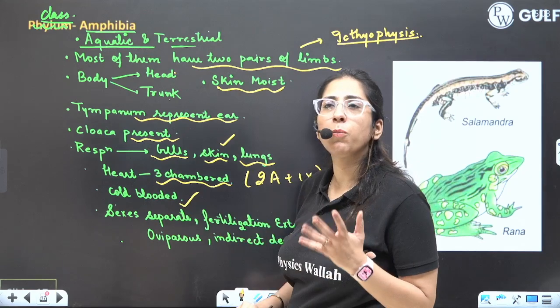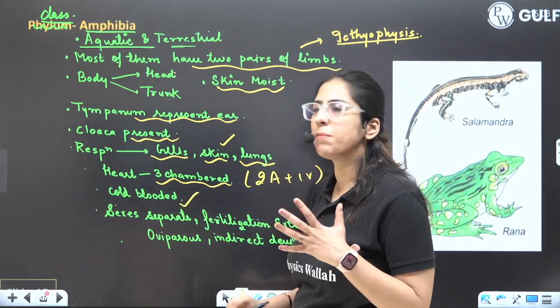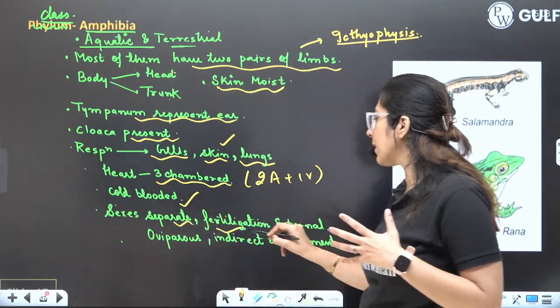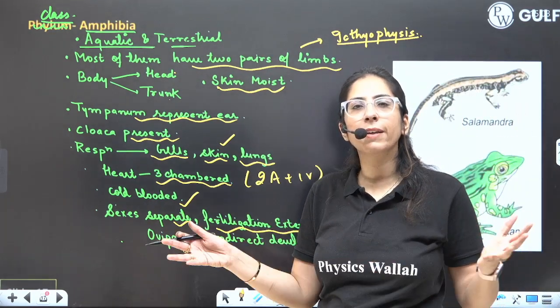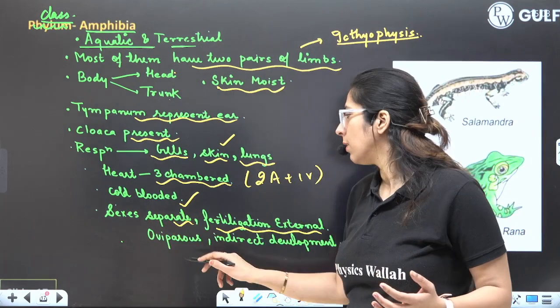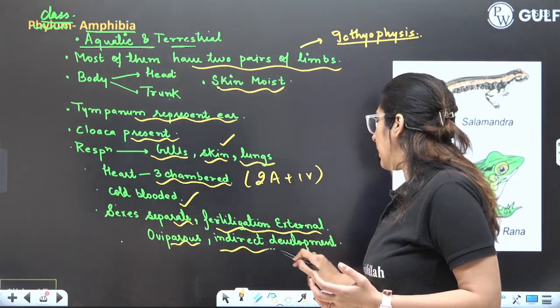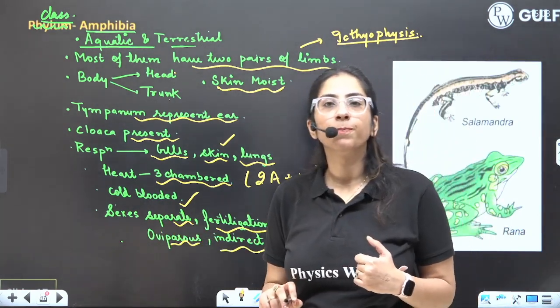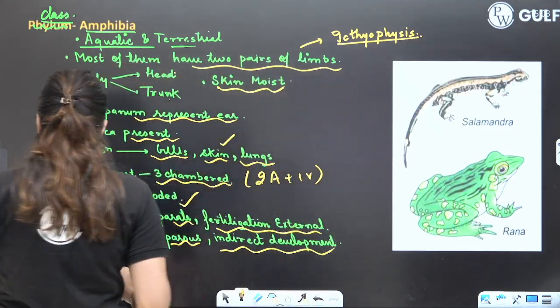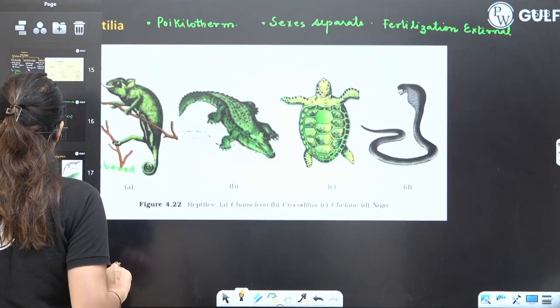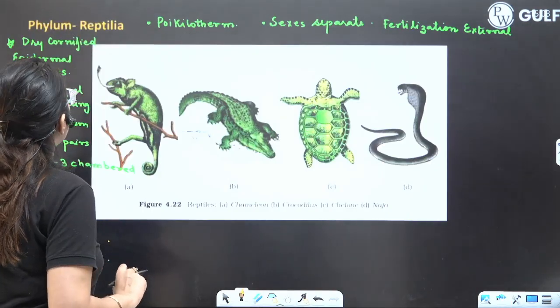Cold-blooded means they are poikilotherms. They do not have a constant body temperature. Sexes are separate. Fertilization is external. Both of them release their gametes in the water and then fertilization occurs. They lay eggs. Indirect development, for example, tadpole. Frog larva is the tadpole. So indirect development. Lots of examples are there.